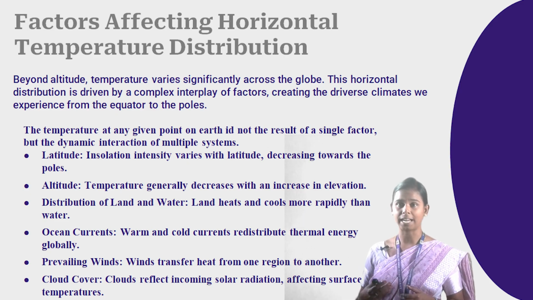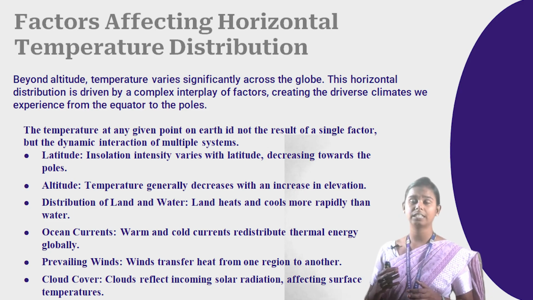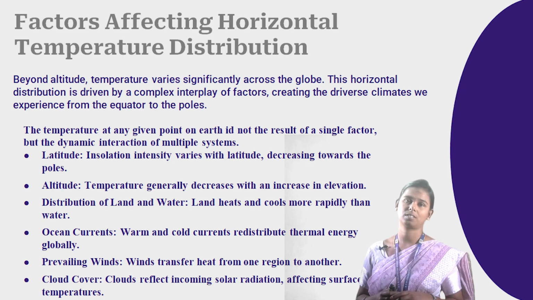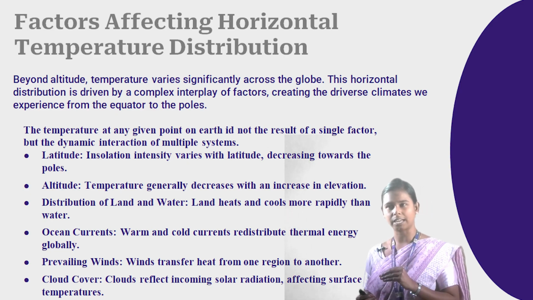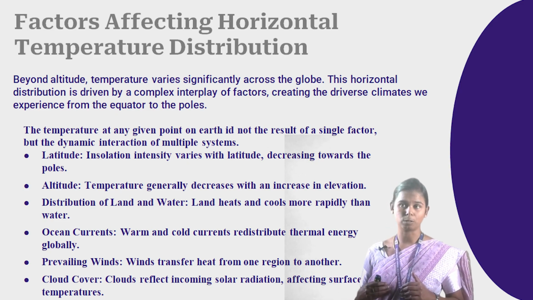Okay, latitude, altitude, distribution of land and water, ocean currents, and prevailing winds, these are the factors. First, latitude. Insolation intensity varies with latitude, decreasing towards the poles. Altitude. Temperature generally decreases with an increase in elevation. And distribution of land and water.